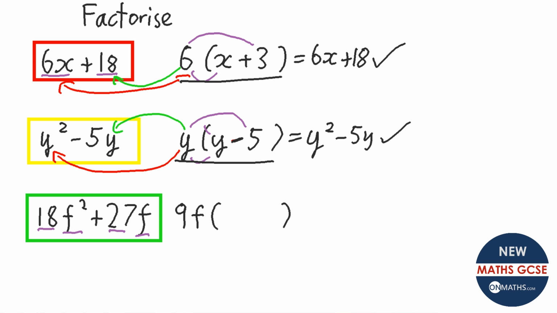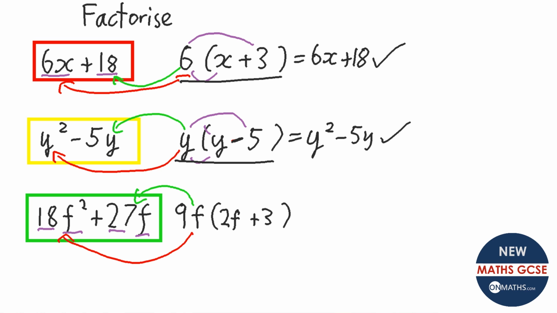Okay. So 9f times what? What do I times that by to get to this 18f squared? Well, I know 9 times 2 is 18. And I know f times f is f squared. So it's going to be 2f. Ask myself the second question. How do I get from the 9f to this 27f? Right, so 9 times 3 is 27.